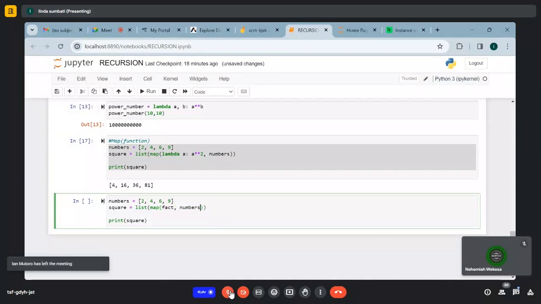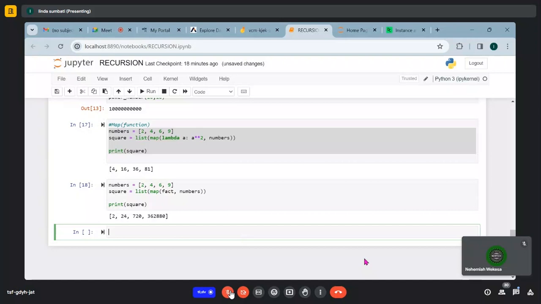Try to run. So should I get rid of these numbers here? These ones? Just run fast. Just run with that. We see. I think that fact will have to be in bracket. I mean, we'll have to put the bracket in calling the function, isn't it? So this one works. List map fact.